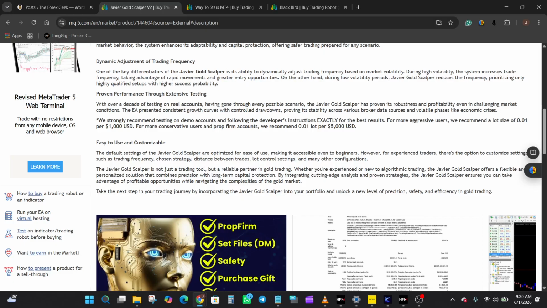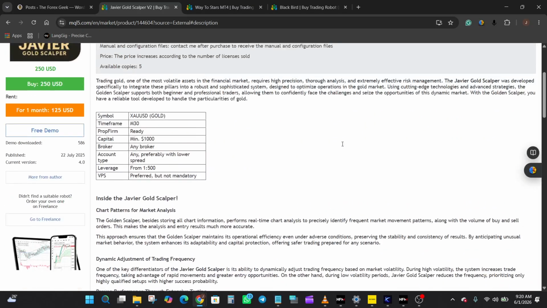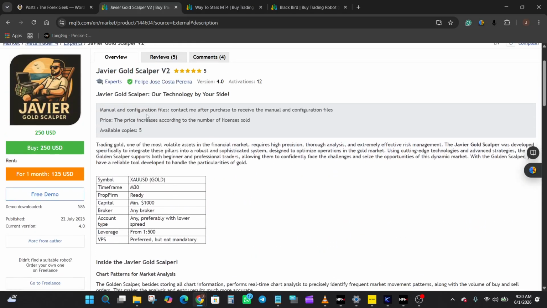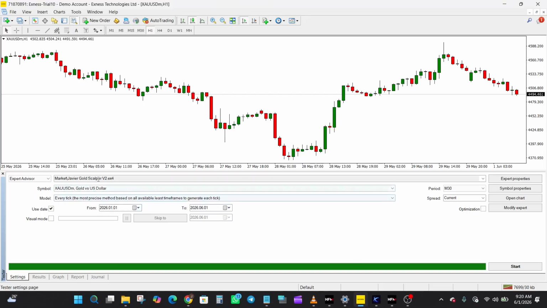All right, so now we're going to the strategy tester, and we want to test the Javier Gold Scalper on XAUUSD M30 time frame. You can see that is exactly what we're doing here: Javier Gold Scalper V2, XAUUSD, M30 time frame. We are using the every tick modeling. As for the date for the testing, from the beginning of this year, 1st January 2026 till date, so we can get reasonable data for the backtesting.